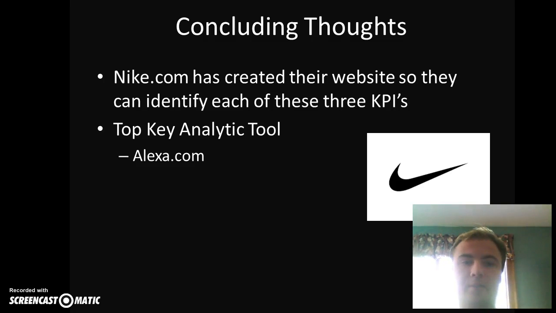Now, for some concluding thoughts, Nike.com has created their website so they can identify each of these KPIs to better match their visitors and convert them to frequent consumers. Based on that, they do a great job with market segmentation, as it shows that the whole website is very user accessible, and they break down all the different types of segments, cohorts, and personas that are affiliated with athletes and sports fanatics for the website.